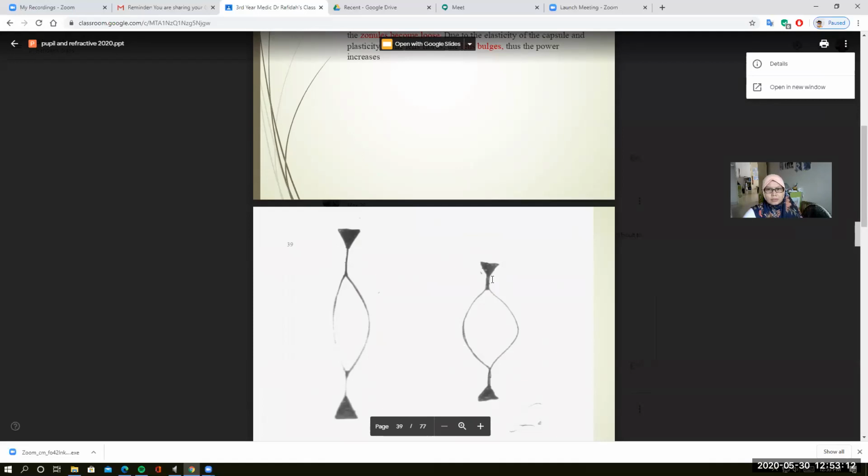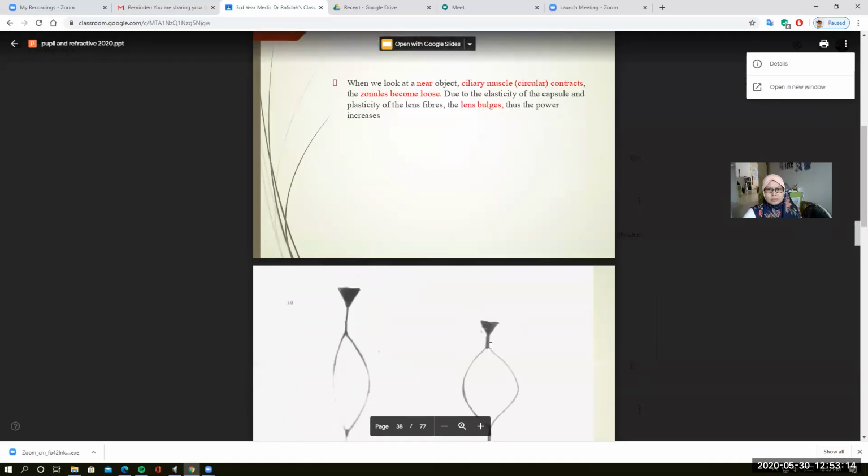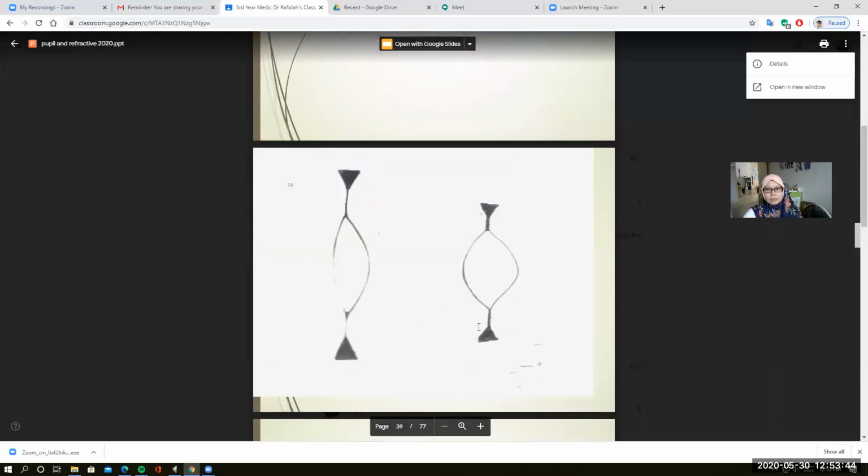So when you look at near, the ciliary muscle contracts. As it contracts, the zonules become loose, so the lens bulges. This one is the opposite: the ciliary muscle relaxes, the zonules are stretched, and the lens will become flat. So this one will focus the light nearer, this one will focus the light further. Okay, so this is what happens during accommodation, right?